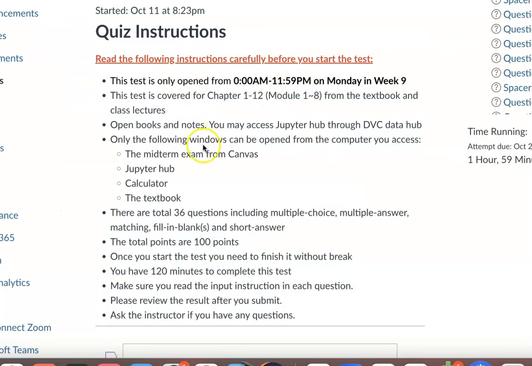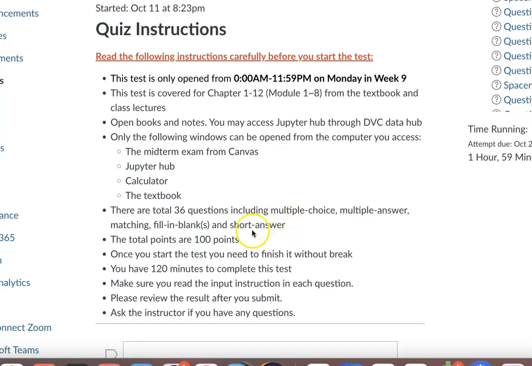Here's what I want to show you. Your midterm exam will be on Monday next week. We cover the first 8 modules, and the textbook chapters 1 to 12. It's open book, open note. You can use your Jupyter Hub. But make sure you have your notes ready before you start the midterm exam. We have 36 questions in different formats: multiple choice, multiple answer, matching, fill in the blank, and short answer. The total is 100 points, and you have 2 hours to work on it.